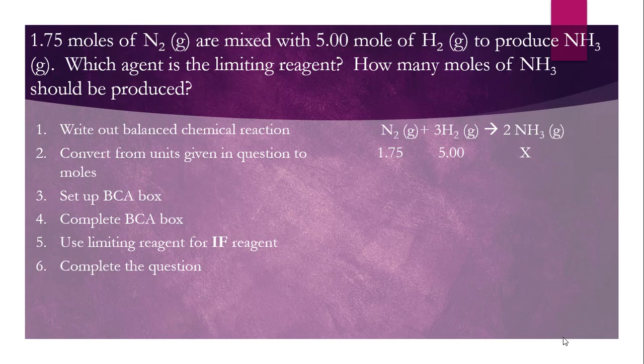Now we're in a routine stoichiometry problem, knowing that the limiting reagent is hydrogen, so it will be the if reagent. We know from the question that the ammonia is the then chemical. We set our ratios up and we solve and we get X equals 3.33 moles. There should be 3.33 moles of ammonia made.